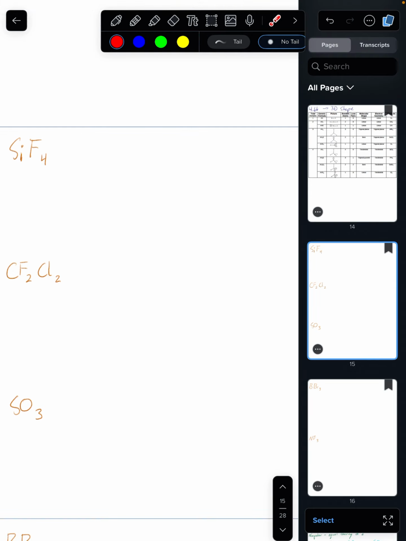Doing the psyllium and the fluorine. We know psyllium is going to be in the center. Psyllium. In this case, we know the fluorine has 4.